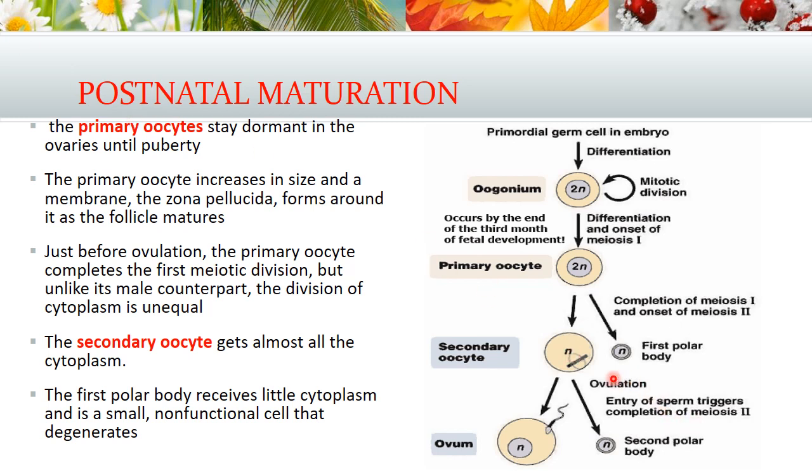The secondary oocyte contains all the cytoplasm, and the first polar body has little cytoplasm, is small and non-functional, and it degenerates. Now, the secondary oocyte has the haploid number of chromosomes. If at the time of ovulation it completes its meiosis two, a second polar body is formed.